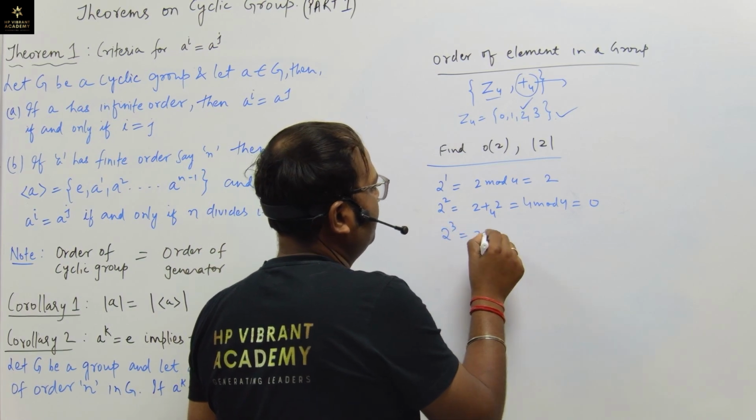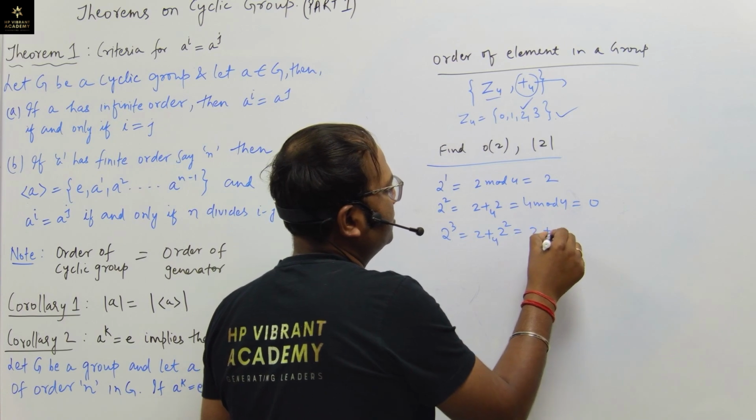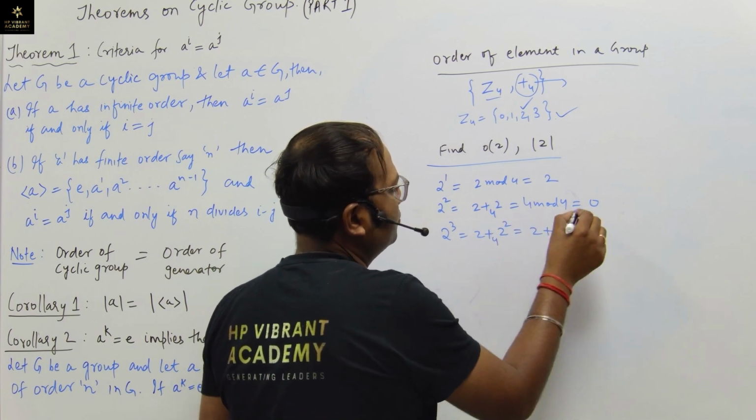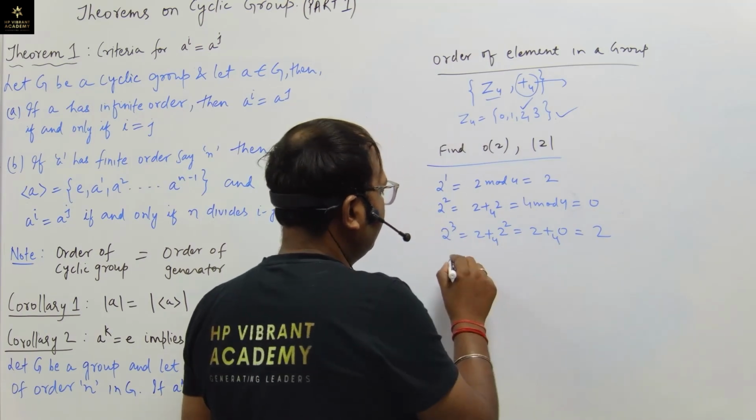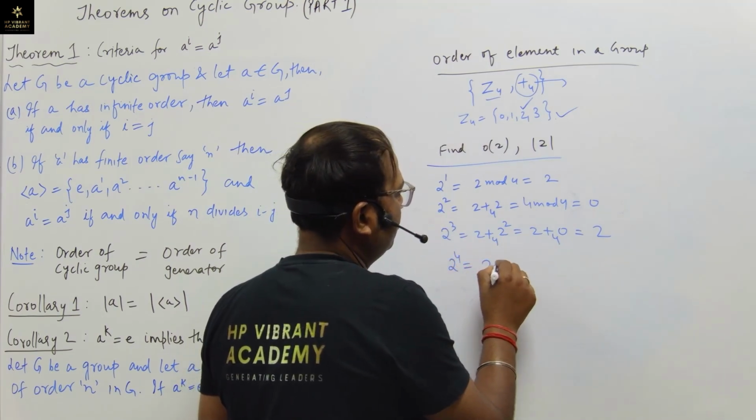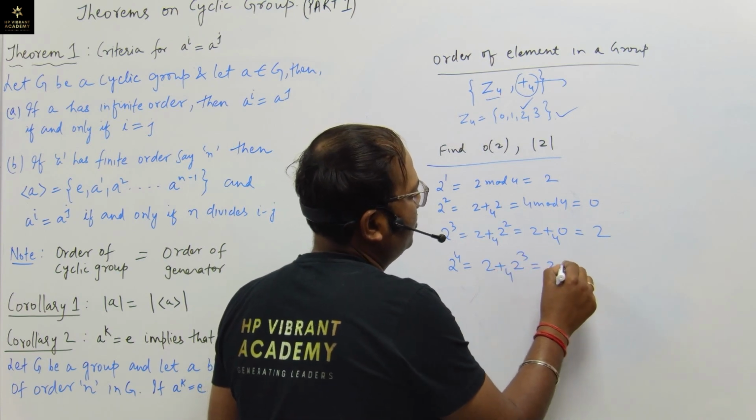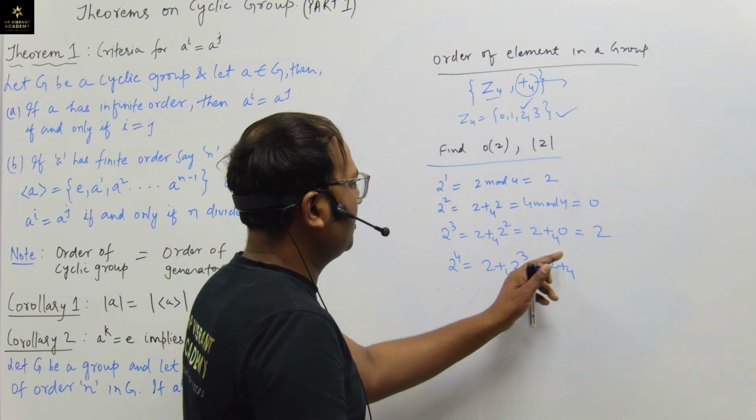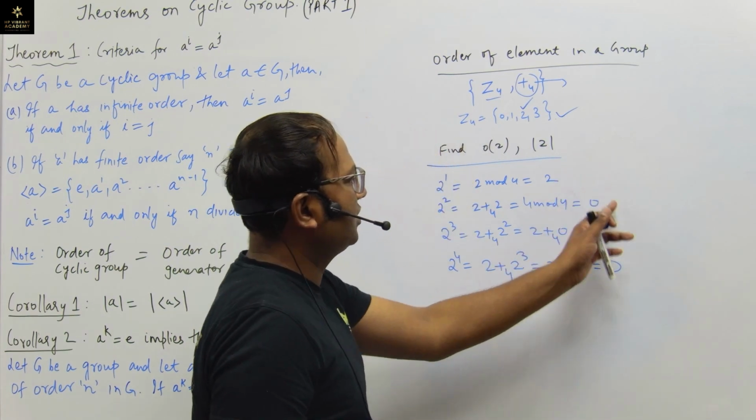Now we have 2 to the power 3. This is 2 plus addition modulo 4 with 2 squared, and 2 squared is 0. So this is 2 mod 4, the remainder is 2. Now we have 2 to the power 4. This is 2 plus addition modulo 4 with 2 to the power 3, and 2 to the power 3 is 2. So this is 4 mod 4, which is 0. So elements are getting repeated.